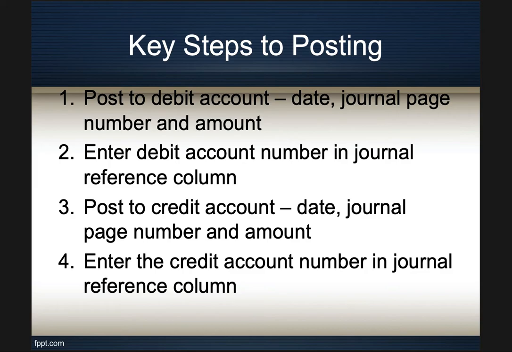If you're going to do posting to a credit account, it's the same thing: you have to post the date, the journal page where you get that information, and the amount. And then this time we are going to put the account number of your cash, for example, in the journal reference column. Please recall my previous video, where we left the reference column of the journal blank. Why? Because we are going to make use of that column after we have transferred the journal information to the ledger. So now is the time that you can make use of that column by entering the account number of that specific account.